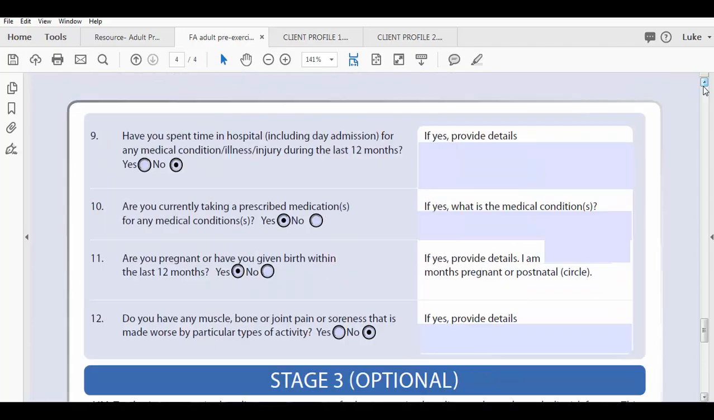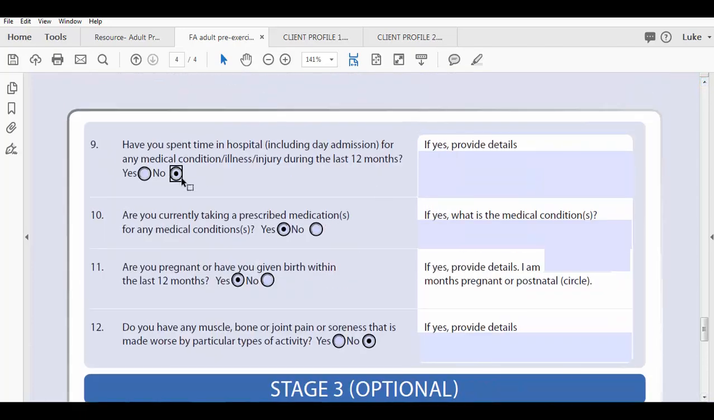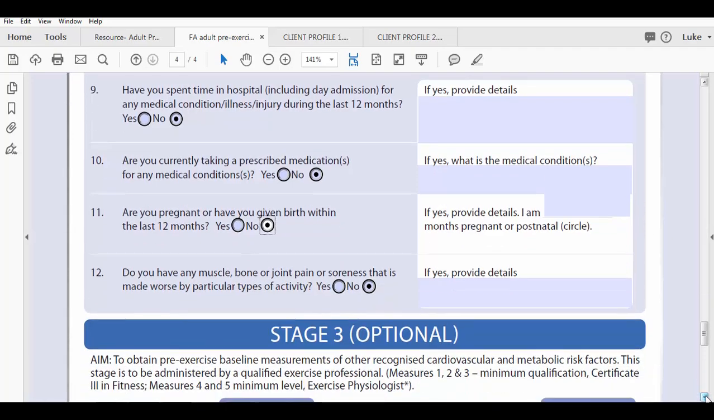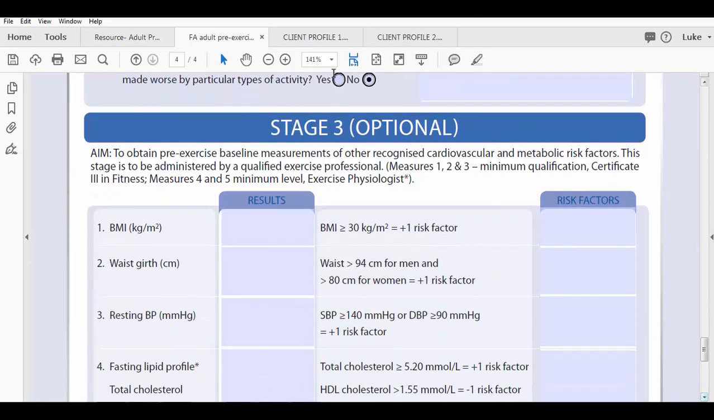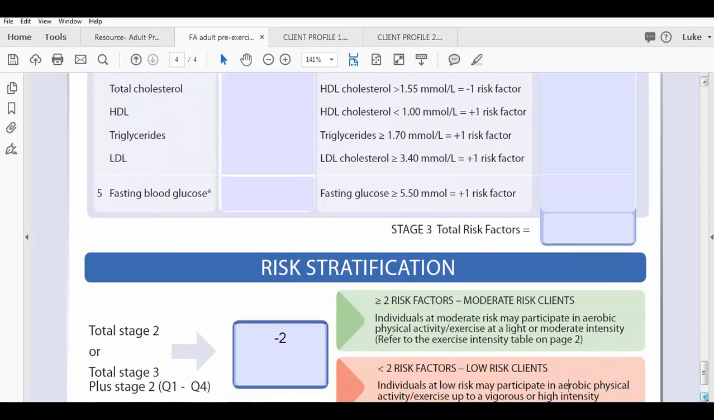But we still need to finish up the form, so here we'll have a no for any time in hospital, any medications, no. Pregnant, obviously no for the male. Any injuries, no. So these are all no. Remember, these questions don't actually relate to the overall score anyway, but it's still important that you fill them out. Stage 3, we're saying don't fill this out. For you guys, leave it blank. It's not recommended for the personal trainers.